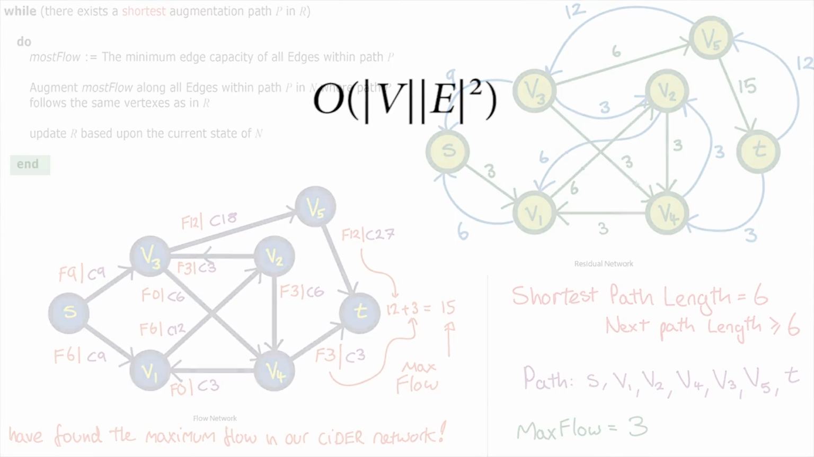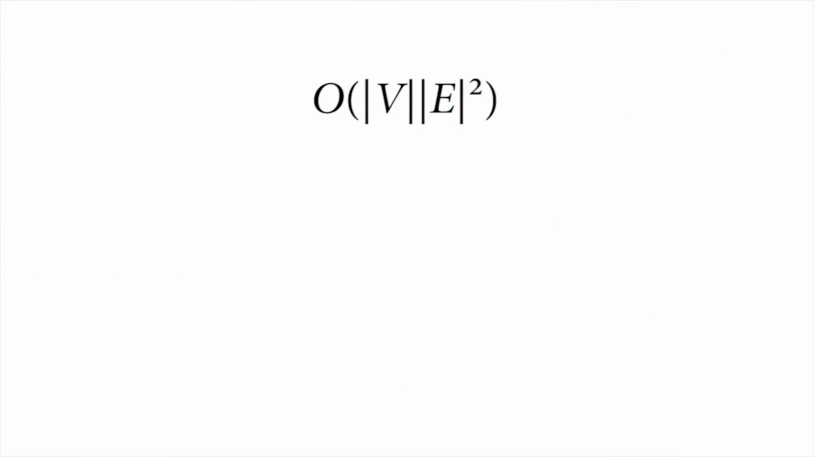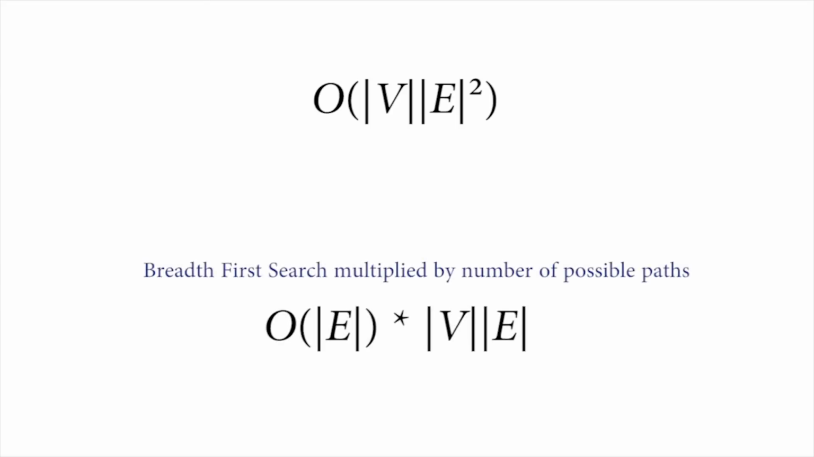The worst case time complexity of this algorithm is big O of the number of vertexes times the number of edges squared. This is because it takes big O of the number of edges time to find the shortest path, and this operation has to be done at most the number of vertexes multiplied by the number of edges times.